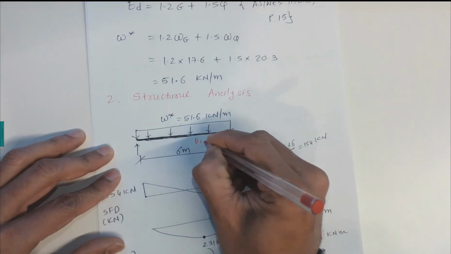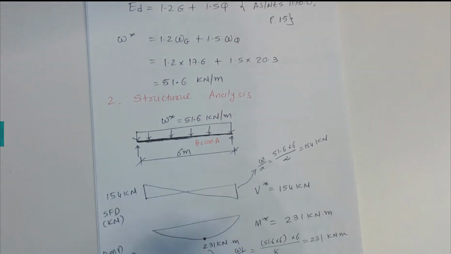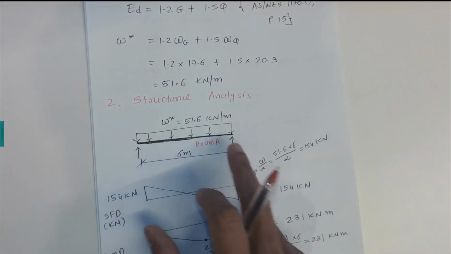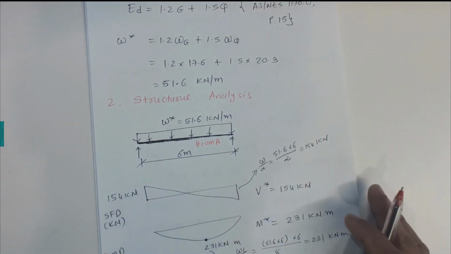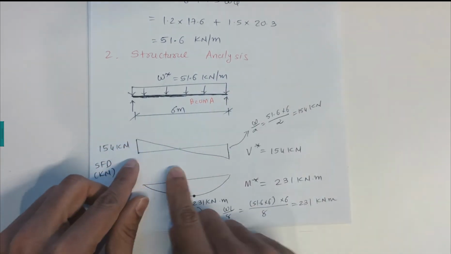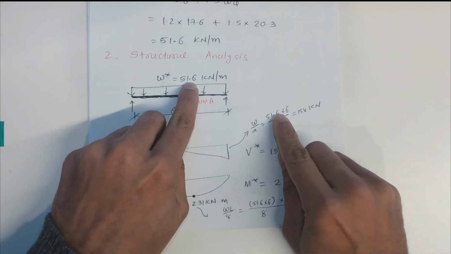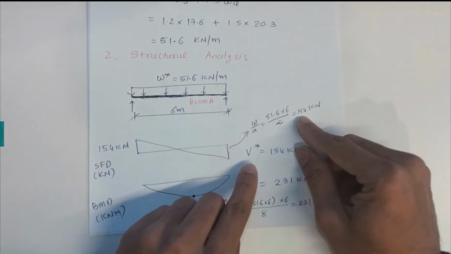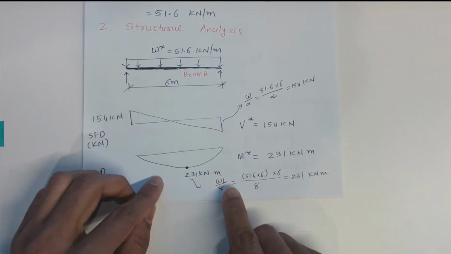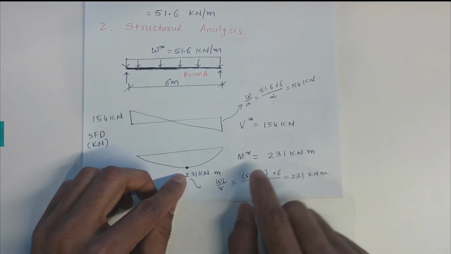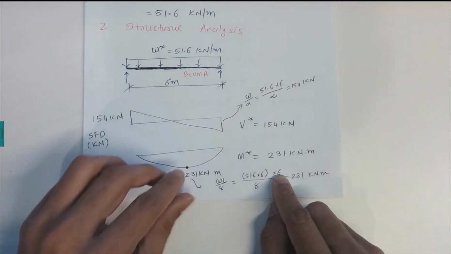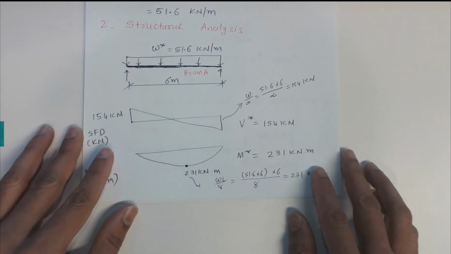So this is beam A. I draw this beam in a line diagram, and that is a 6 meter span. So we do the structural analysis first. We can draw the shear force diagram, and the maximum shear force is W divided by 2. So 51.6 times 6 divided by 2 gives 154 kilonewton, the maximum shear force. And the bending moment here can be obtained by WL over 8, which is 51.6 times 6, that is W times the length of 6 meters, divided by 8, giving 213 kilonewton meters.